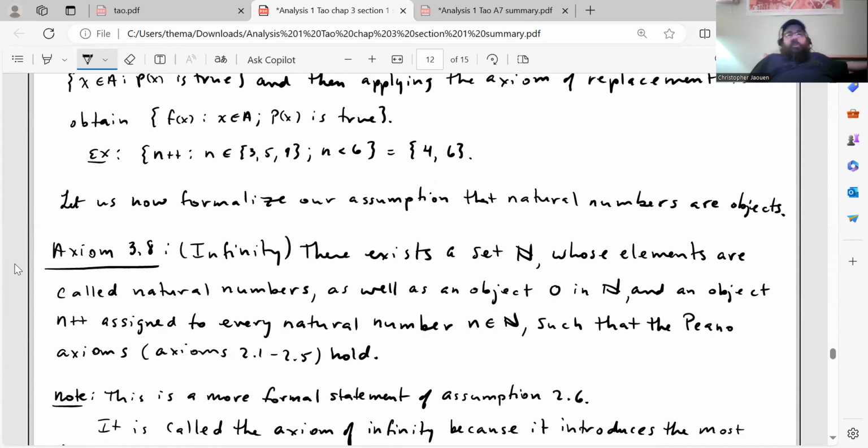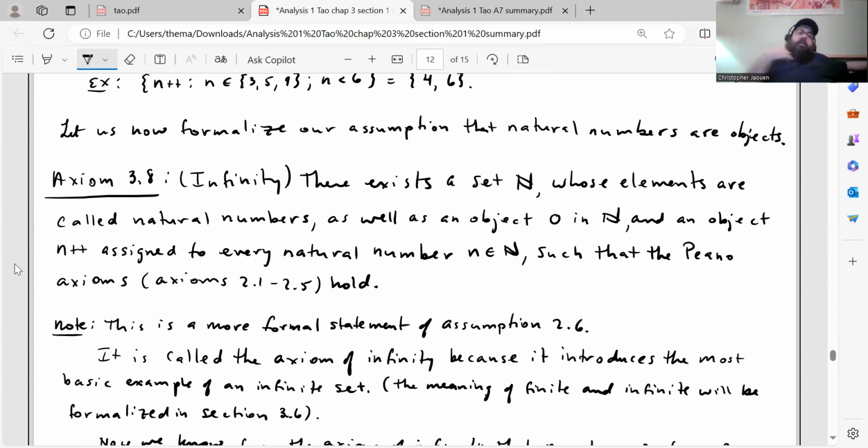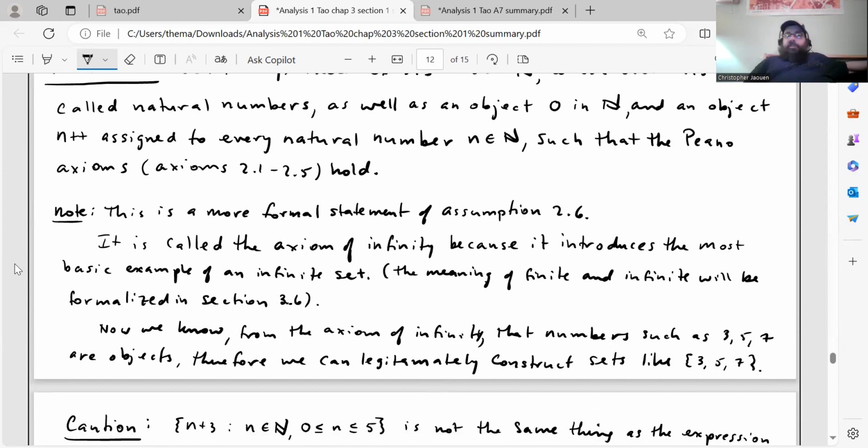Right, and now we want to formalize our assumption that the natural numbers are objects. This is called the axiom of infinity. There exists a set N whose elements are called natural numbers, as well as an object 0 in N and an object that we call the successor of n assigned to every natural number n in N, such that the Peano axioms hold. If we remember, we went over the Peano axioms in chapter 2. It was axioms 2.1 to 2.5. Just a note also, this is a more formal statement of assumption 2.6, which was done at the end of chapter 2.